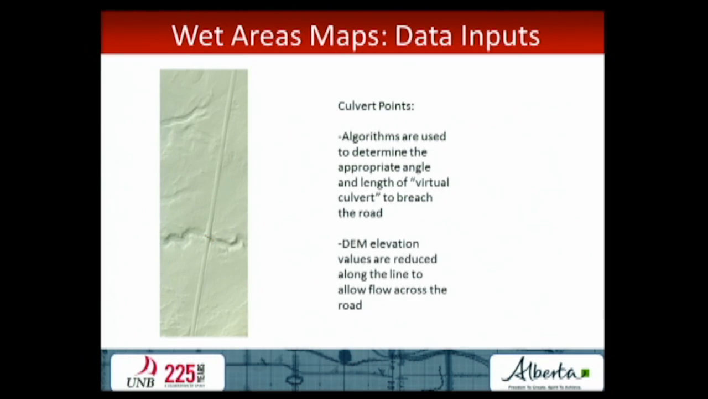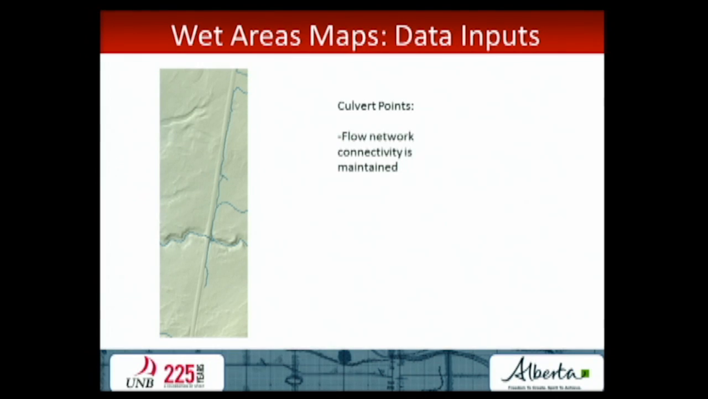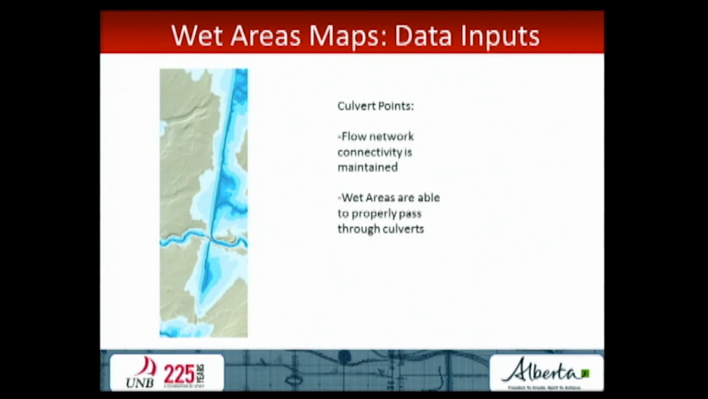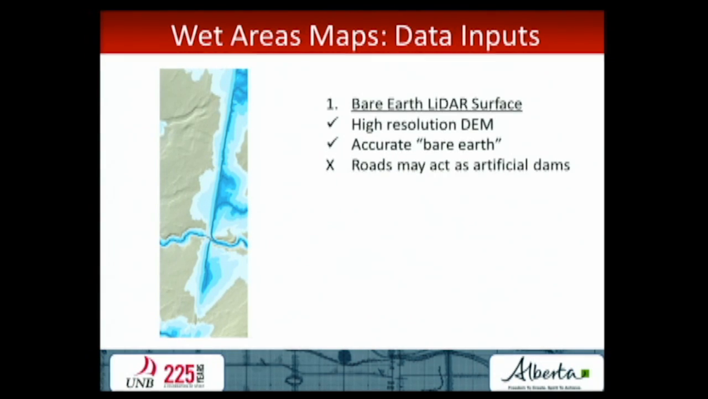In order to do the breach, DEM elevation values are reduced along the line to allow the flow across the road. Doing this, flow network connectivity can be maintained, and subsequently, wet areas are able to properly pass through the culvert. So as you can see in this slide, water does flow underneath the road. Water still pools on one side, which is actually what does occur on the landscape, but water still is able to flow unhindered across the road.